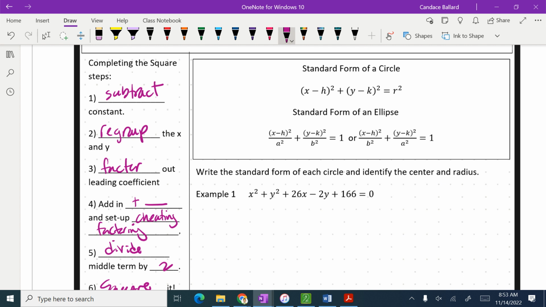So first thing I'm going to do is I'm going to move this to the other side. And actually, I'm going to do two things at once. Okay, we're in Algebra 2. Even with the trig class, we should be able to do two things at once. I'm going to do that, and I'm going to regroup the x's and the y's. So I'm saving myself a line of work. Okay, so I'm going to say it's x squared, I'm going to bring the 26 up front, so 26x. And then I'm going to say y squared minus 2y. And then I'm going to subtract the 166 to the other side.